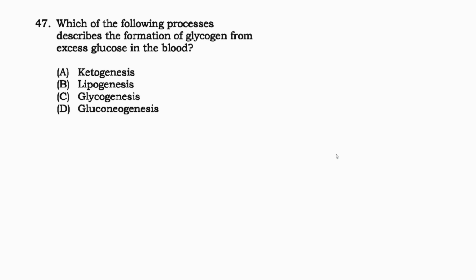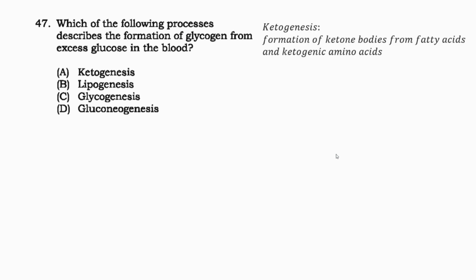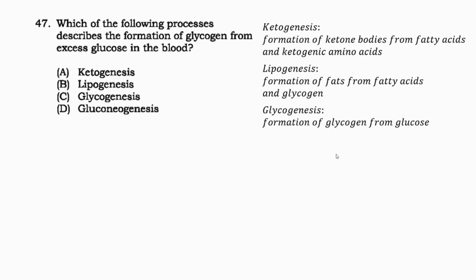Problem number 47. Which of the following processes describes the formation of glycogen from excess glucose in the blood? To solve this problem, the only way is to know the definitions of our choices. Ketogenesis deals with the formation of ketone bodies from fatty acids and ketogenic amino acids. Lipogenesis generates lipids or fats from fatty acids and glycogen. Our glycogenesis produces glycogen from glucose.